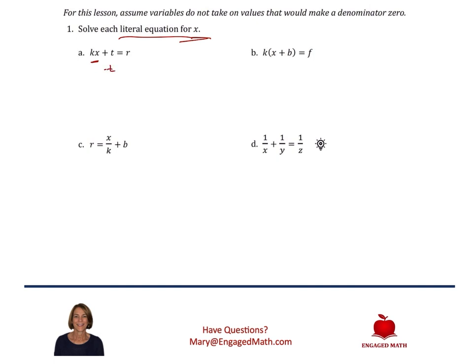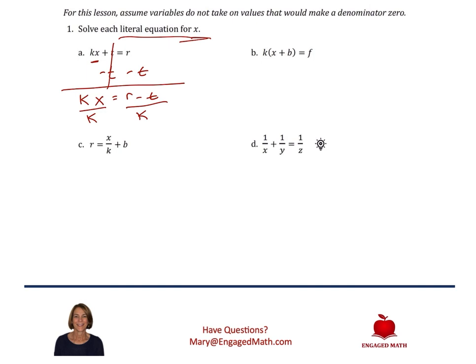So we are going to take t. So we're going to do minus t. Let me write that a little bit nicer for you. We're going to say minus t from both sides. If we do it to the left, we have to do it to the right, and then it's gone. So now we simply have kx equals r minus t, and all we need to do now is to get x alone, and since k is multiplying the x, we can just divide by k.